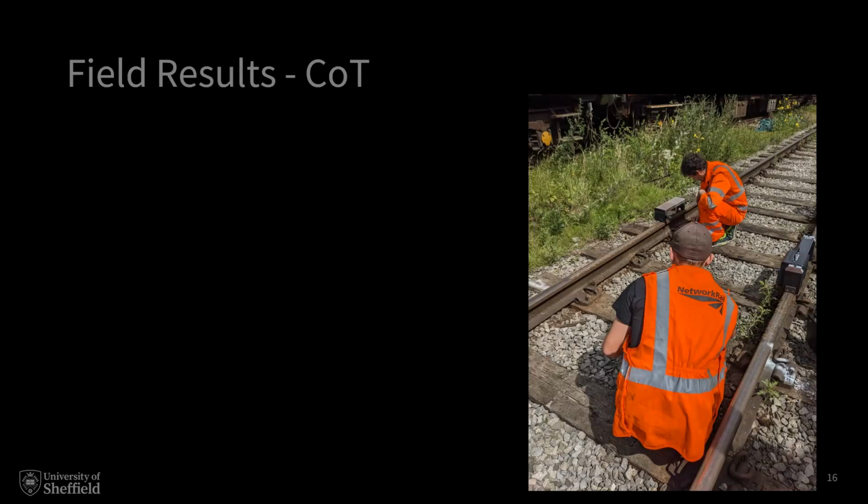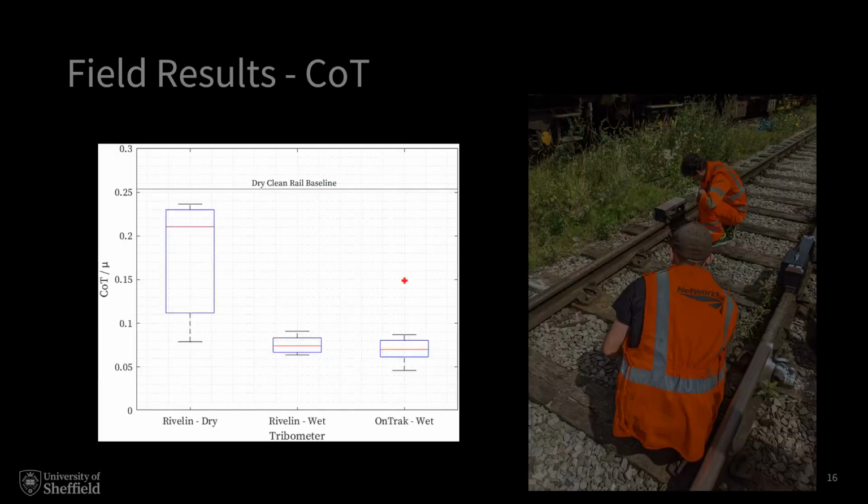We tested this with a couple of field tribometers that the university has access to, and here are the results. So when the layers are wet, we've got that friction down into the ultra low regime, well below safe braking levels, but also significantly below the kind of rail baseline that we took before we did any of the testing. So just testing the rail before we apply any material to it.